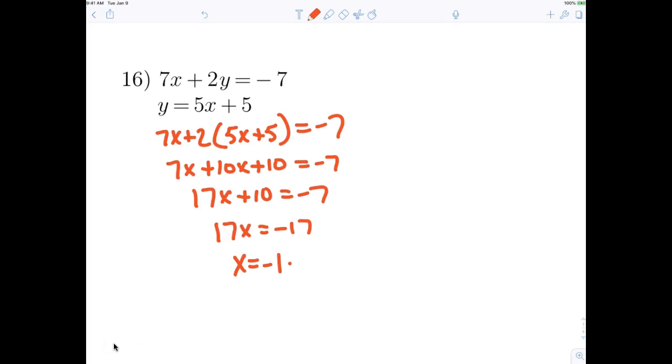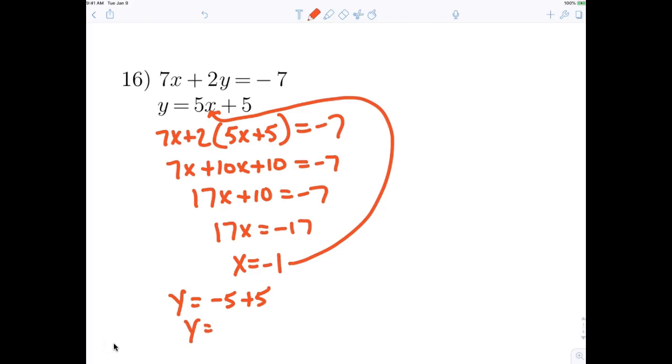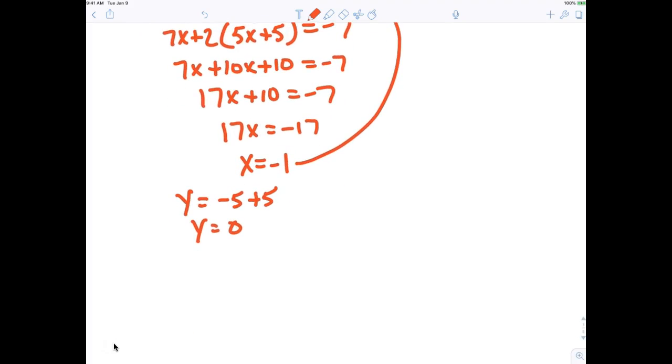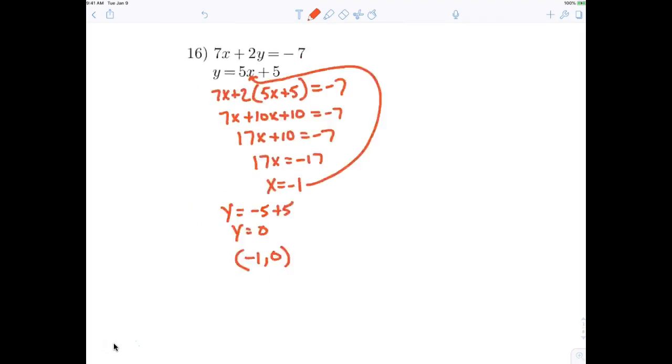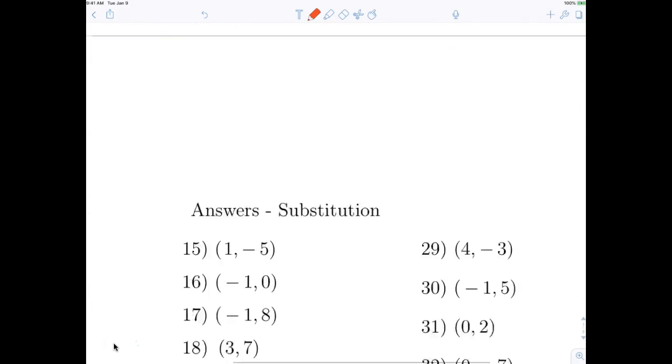All right, so now if you let x equal negative 1, plug it in. y equals negative 5 plus 5, so y equals 0. So the solution is negative 1, comma 0. I'm telling you, it really isn't that hard. All right, let's grab 18.